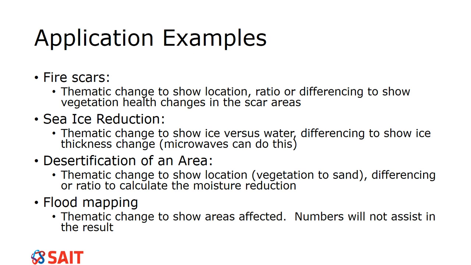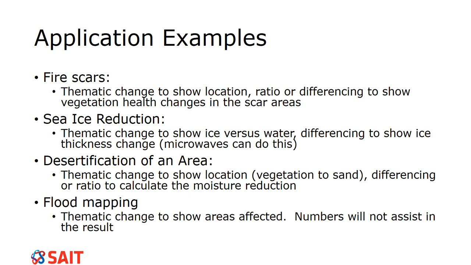What about desertification of an area? It's drying out. So thematic changes show the location, vegetation to sand, right? Differencing to calculate the moisture reduction. How much less water is there? There could be vegetation health as well, which could fall into that one. Vegetation is always kind of a big one. There are also calculations of soil indexes. So that might be a ratio that you might be looking at, two different indices and trying to compare them.